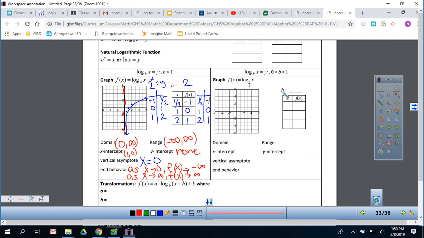Alright, now we're going to look at this one. What is the base of this log? 1/2. So our exponential function is also going to have a base of 1/2. So we're going to have 1/2 to the x power equals y. We're going to make this table so that for the log, all we have to do is flip our column.